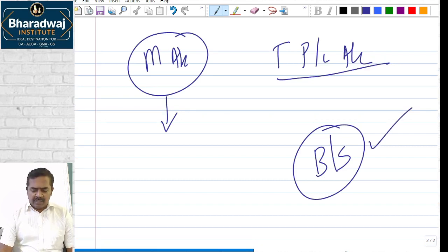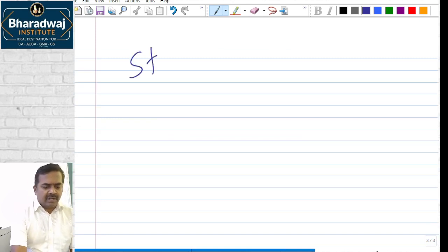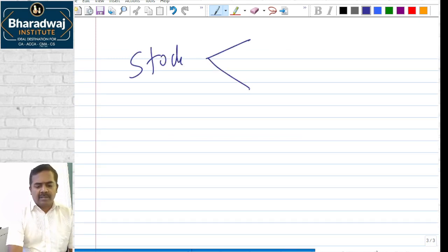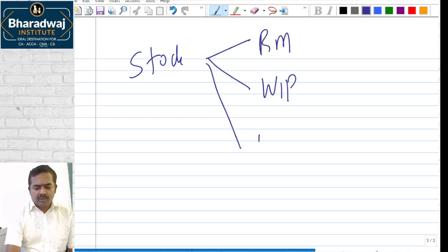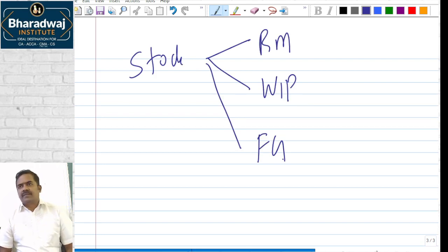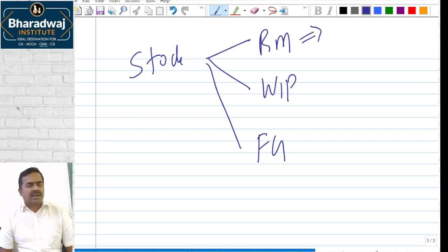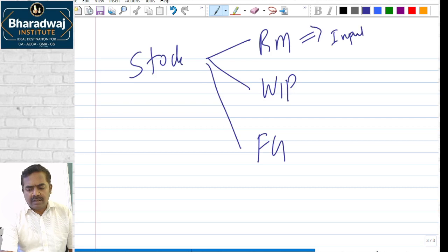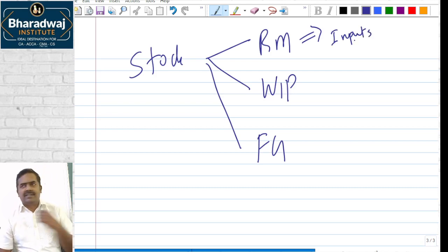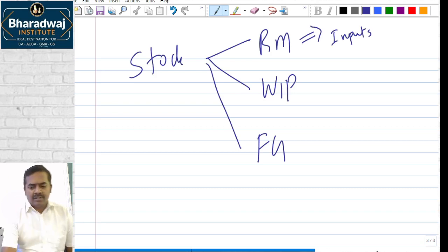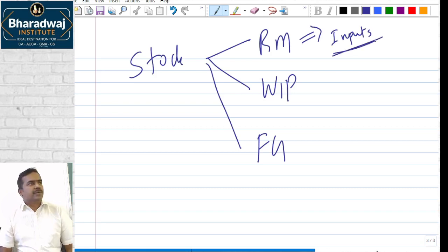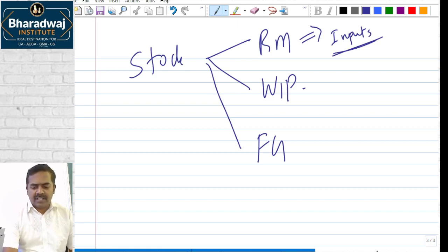And if you look at a manufacturer, inventory is nothing but stock. There will be three items of stock. One is called raw material. Another one is called work in progress. The third one is called finished goods. Raw material stock. What do you mean by raw material? Inputs used in production: cloth, thread, color material, buttons, ironing and packing materials. Those things are called inputs used in manufacturing.